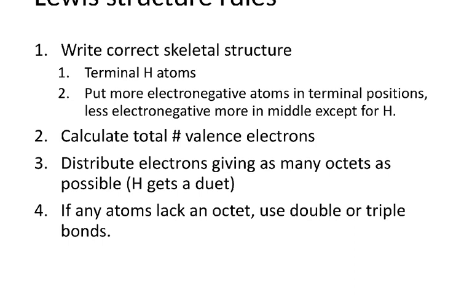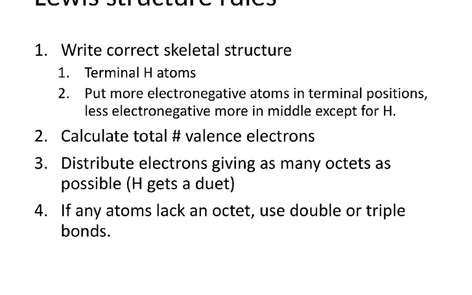Step 1, write the correct skeletal structure. The way you do that is by making sure your hydrogen atoms are on the ends. More electronegative atoms, so halogens, oxygens, tend to be in terminal positions. Less electronegative tend to be more in the middle, except for hydrogen, which, as previously mentioned, goes on the ends. As you practice writing more of these, you'll get the feel for how the skeletal structures work.